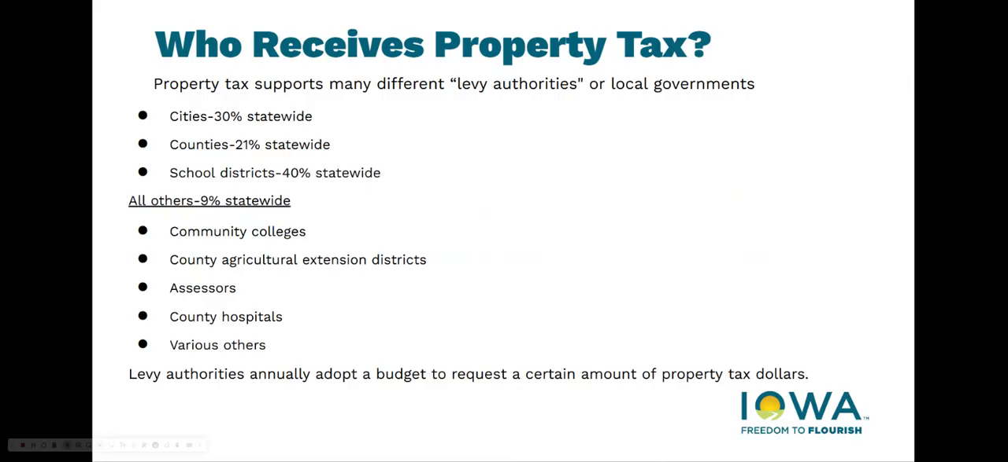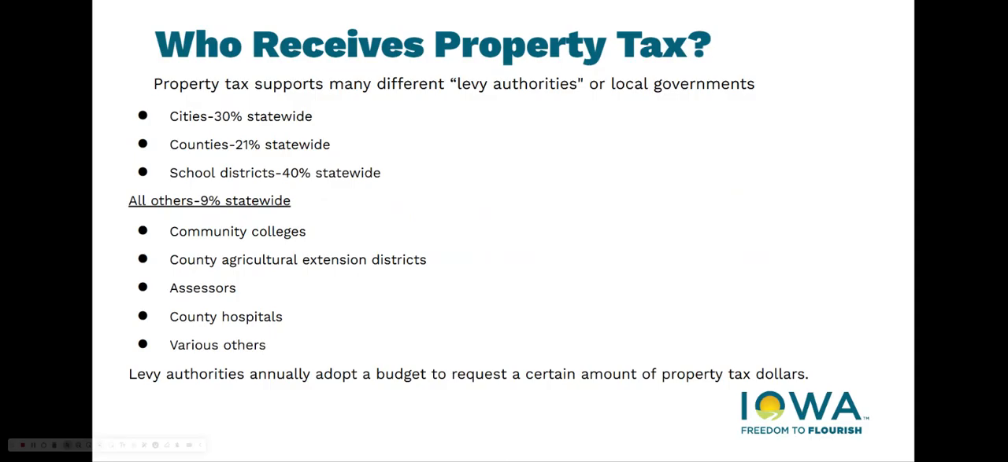Within the state of Iowa, property tax supports many different levy authorities or local governments that levy or request and receive property tax. Within the state of Iowa, cities, so city councils within the state, receive about 30% of the statewide amount of property tax. Counties receive about 21% of the statewide property tax. School districts receive about 40% of property tax statewide. So you can see those three entities make up the vast majority of the property tax that is collected and generated within the state of Iowa.